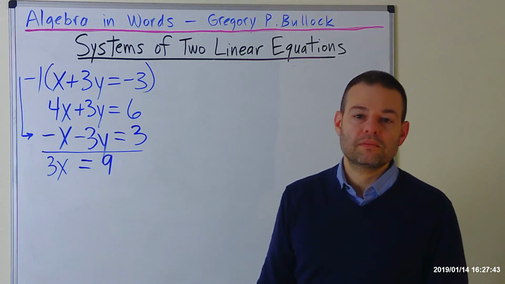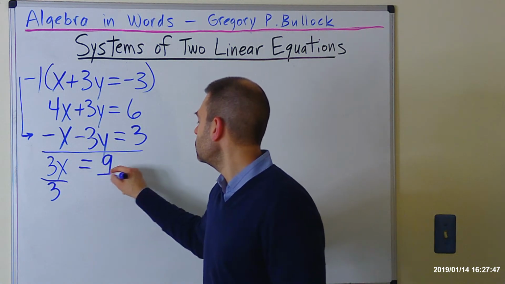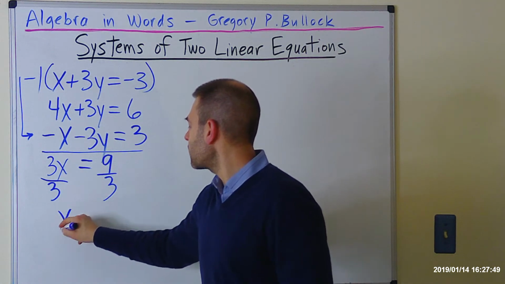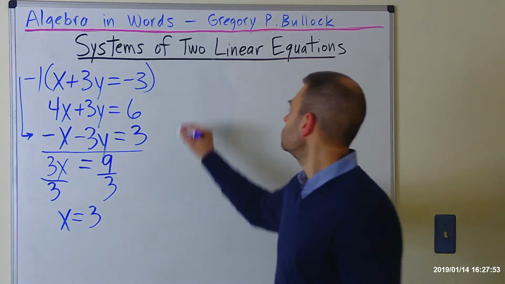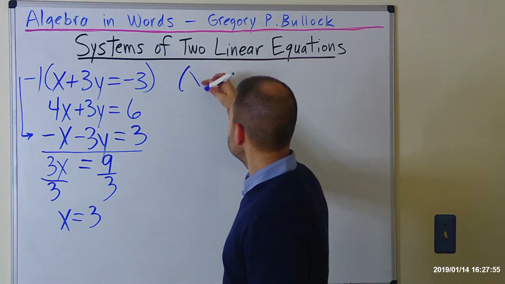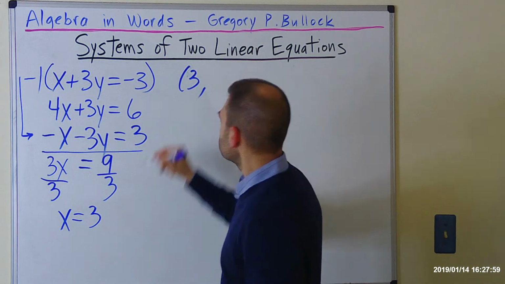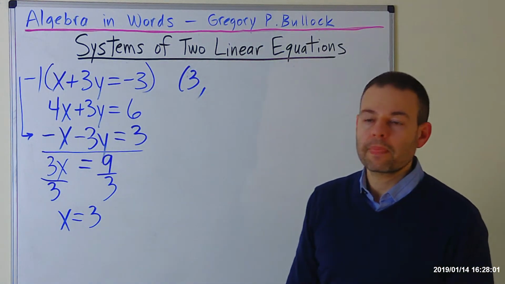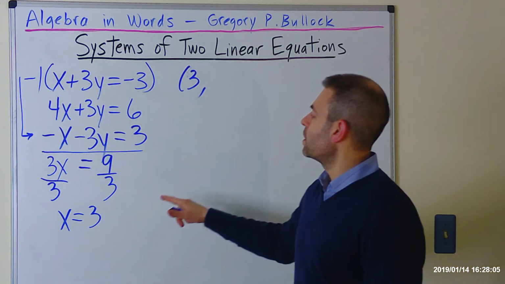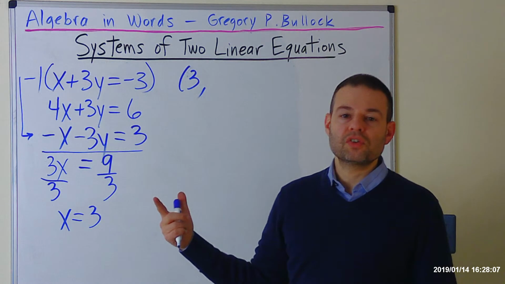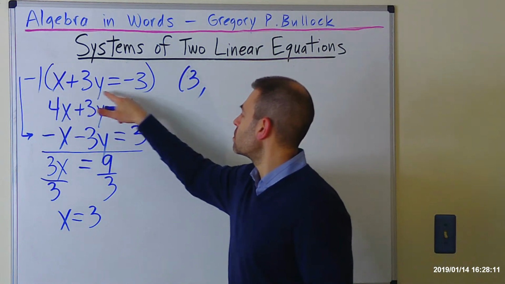And now we'll solve for x by dividing both sides by coefficient 3. And we get x equals 3. That's part of the answer. Let's put that into the point. And now we want to find y. We're going to take 3 and substitute it into one of the original equations. Randomly choose, I'm going to randomly choose this equation.